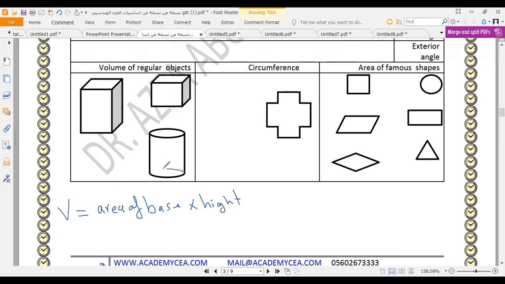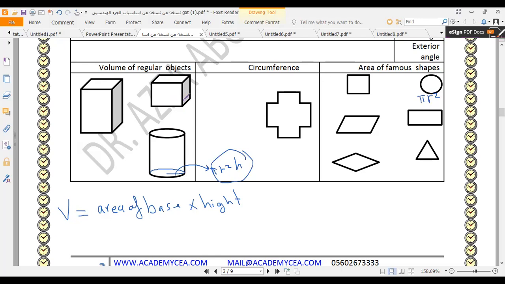So once you know the area of the base, you can multiply it by the height to find the volume, like this cylinder. The cylinder has a base which is a circle, okay? So the area of a circle is pi r squared. So you just multiply pi r squared times the height, and you get the volume of the cylinder.